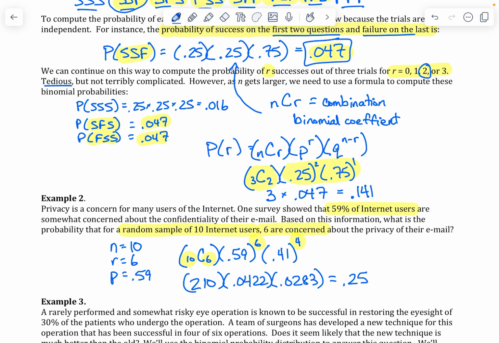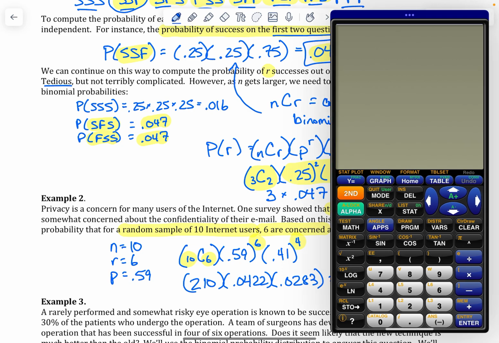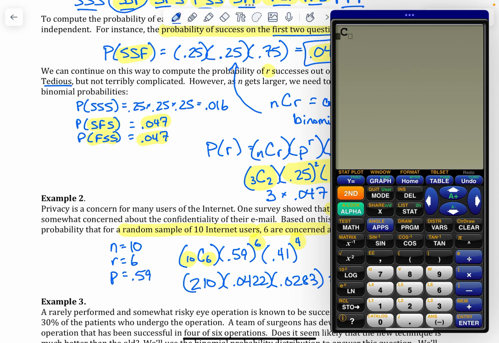That's kind of a lot to do on your own. You have to find your nCr button. So if you have your calculator out, you want to look at where the math, PRB section is, right? So you'd have to go to nCr, you'd put a 10 there, and then you'd go here and put a 6 there, and then you'd multiply it by 0.59 to the 6th, and then you'd multiply that by 0.41 to the 4th, and you can do all of that, and you get your answer, about 25%.